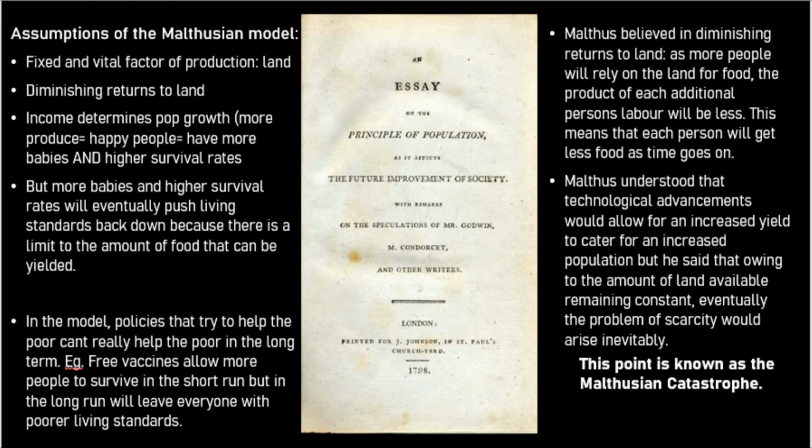This means that in the model, policies that try to help the poor can't really help the poor in the long term. For example, free vaccines would allow more people to survive in the short run, but in the long run would leave everyone with poorer living standards and starvation.